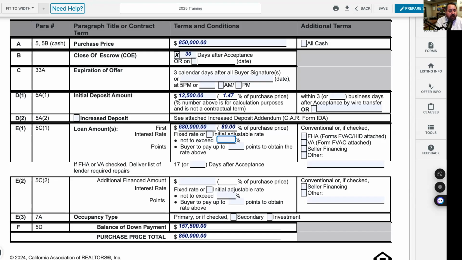Now, if, for example, I got quoted a 6.75 interest rate and I leave it at 6.75, okay, if I leave it at 6.75 and my interest rate goes up to 6.85, at that point for that buyer, I am no longer committed to move forward with this transaction. So that means that even if I've removed all my loan contingency, my appraisal, my inspection, everything, the buyer has the right to cancel. They have the right to walk away.